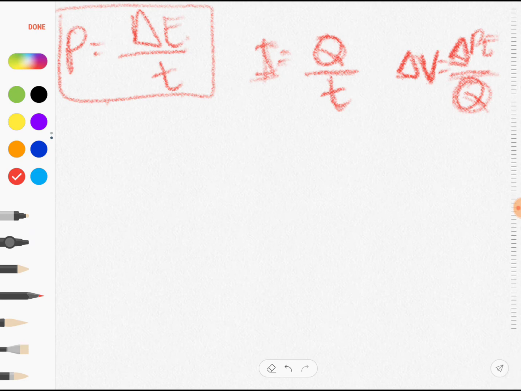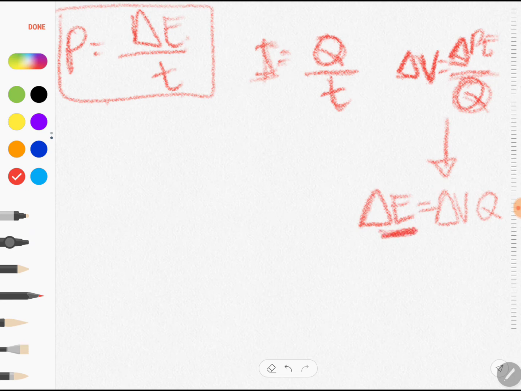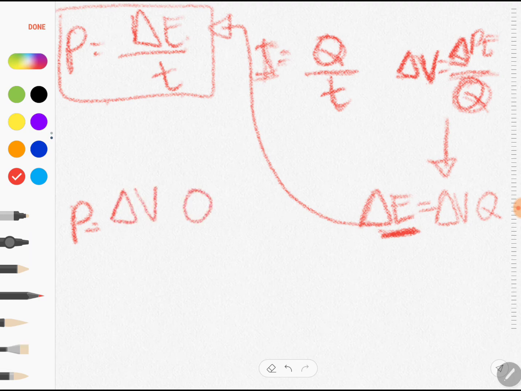How do we do this? We can rearrange this formula so that we can get the formula for the change in energy. I'll just use change in energy instead of change in PE. So this will become change in PE is equal to change in V, or potential difference, times charge. Okay, and this we will substitute to this formula. So this will become P is equal to potential difference times Q, coming from here, over, do not forget this, over time.